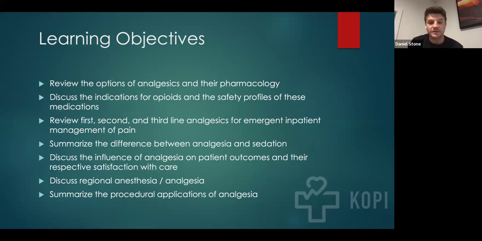The learning objectives are just to talk a little bit about analgesics and their pharmacology, the indications of each analgesic as relates to mild, moderate to severe pain, and talk a little bit about opiates. We're also going to summarize the difference between analgesia and sedation. And we're going to talk a little bit more about why analgesia is indicated and why there's a good amount of evidence to suggest that we should be offering it to everybody that we treat.